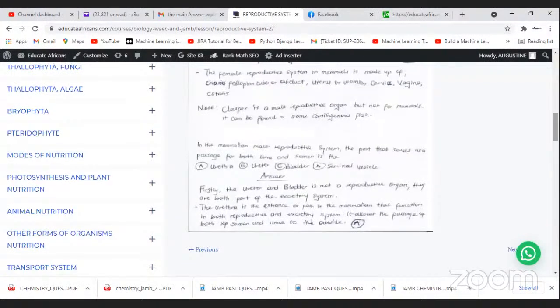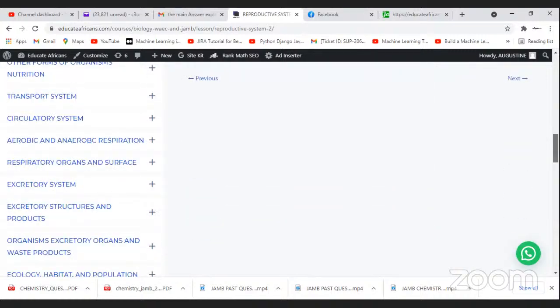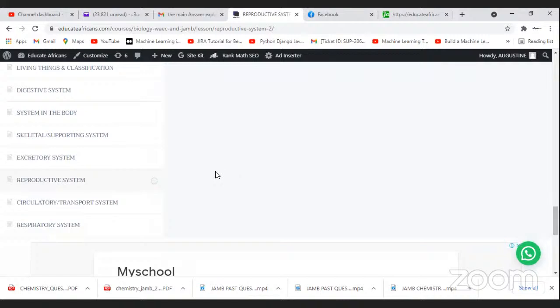Let's move forward. In the mammalian male reproductive system, the part that serves as a passage for both urine and semen. We all know this one. That's the urethra. The urethra is that pipe, that duct that can have both the semen and the urine pass through it. It is not the bladder, not the seminal vesicle. Okay. So good biology, very interesting. Let's keep moving forward.